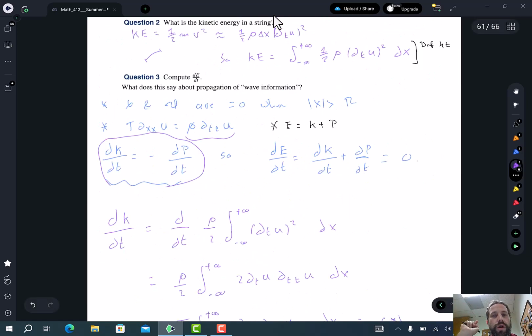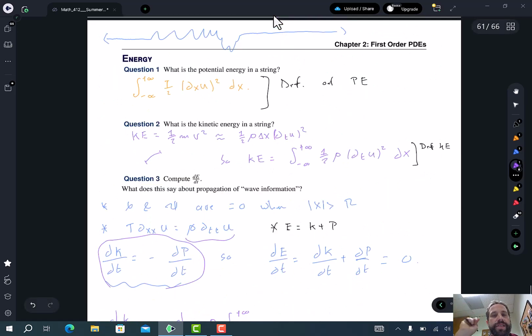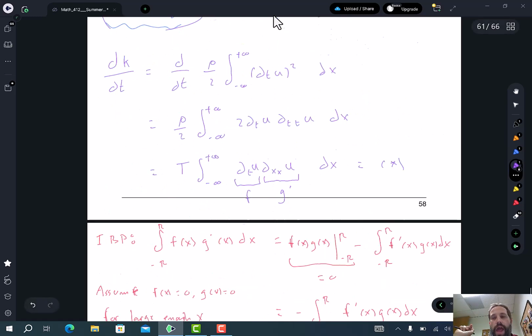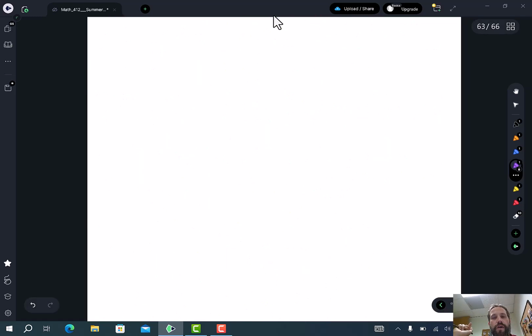Okay, so in other words, let's back up and abstract for a little bit. We have this thing in orange that we're calling potential energy. We have this thing in purple that we're calling kinetic energy. And we know that the total energy is the sum of those, and the total energy is conserved. So the energy in the string is going to be the energy in the string for all time.